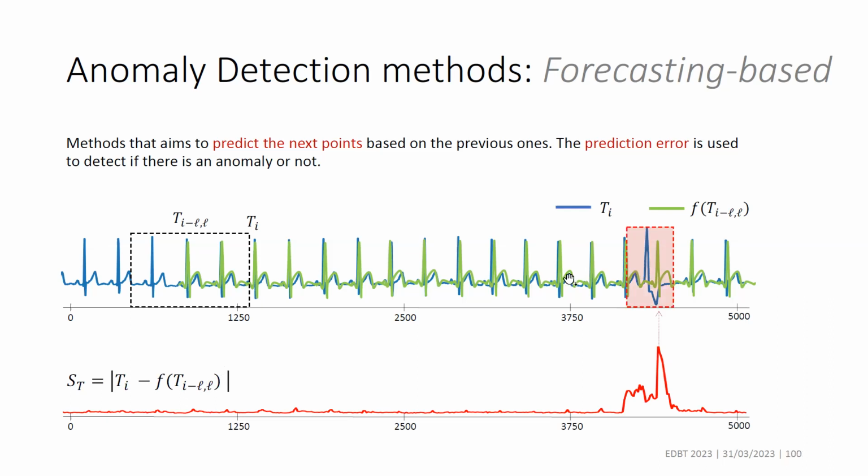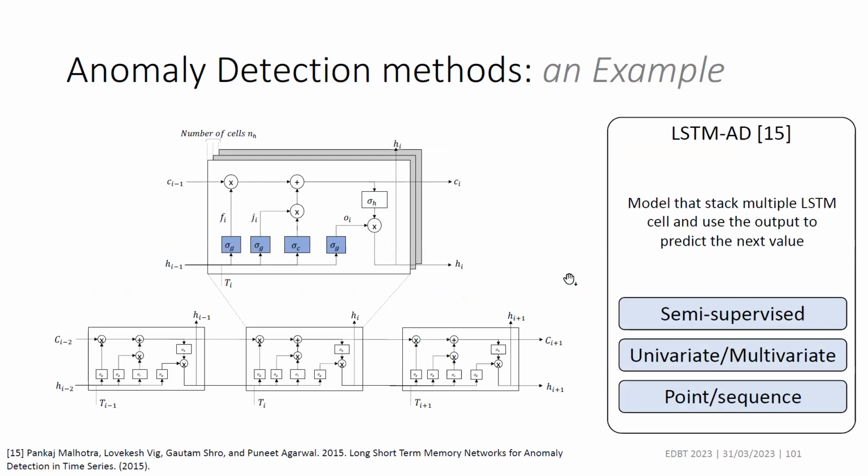Okay. A very basic example is the LSTM-based approach. LSTMs have been widely used for forecasting, so of course it has been tested for anomaly detection using this kind of framework: just trying to forecast the time series and use the forecasting error as an anomaly score.